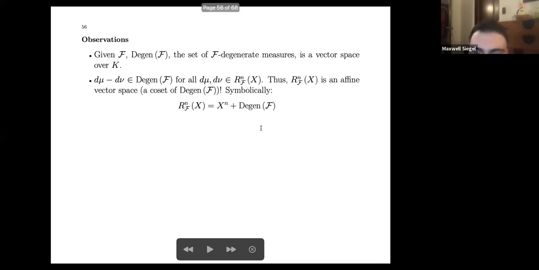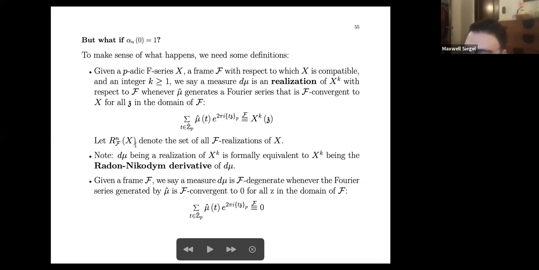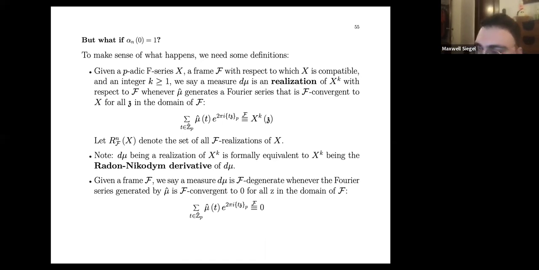I write R_F^n of X to denote the set of all realizations of X^n. And it's important to note here that dμ being a realization of X^K is formally equivalent to saying that X^K is the Radon-Nikodym derivative of the measure dμ. Second, given a frame F, I say a measure dμ is F degenerate whenever the Fourier series generated by μ hat is F convergent to 0 for all z in the domain of F.